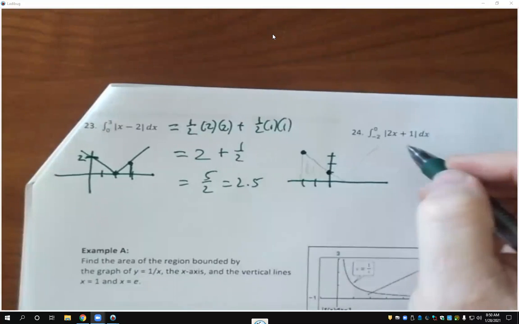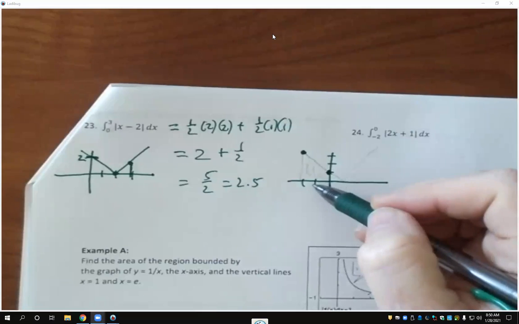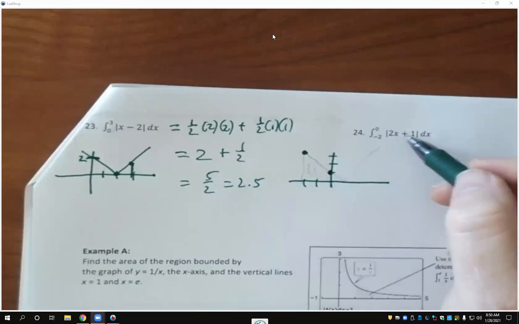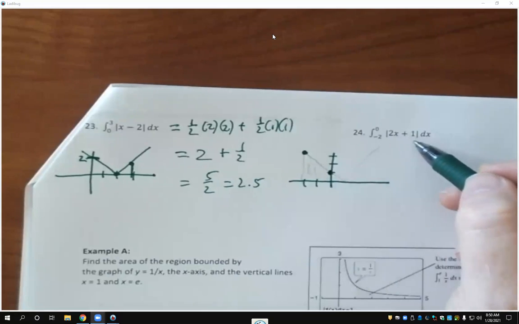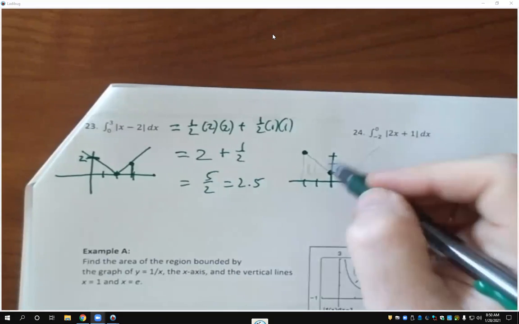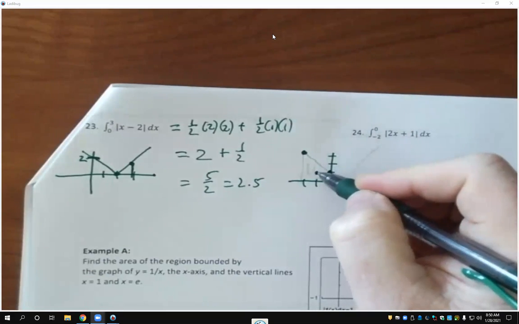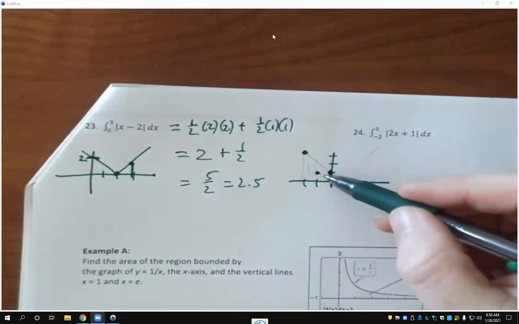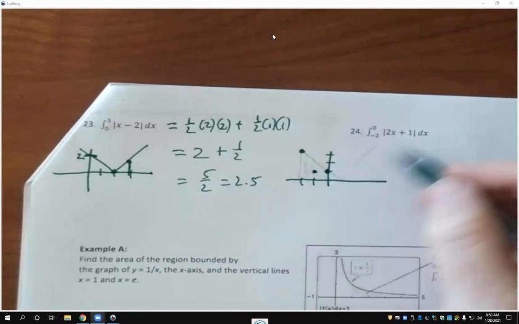So I'm going to go ahead and plug negative 1 in just so I can see where that point is. When I plug negative 1 into my graph, 2 times negative 1 is negative 2, and negative 2 plus 1 is negative 1. So I get the absolute value of negative 1, which is 1. So I actually have a point here. Now these are side by side, right? Which means my vertex is actually down in here somewhere, and the vertex is actually at -1/2.